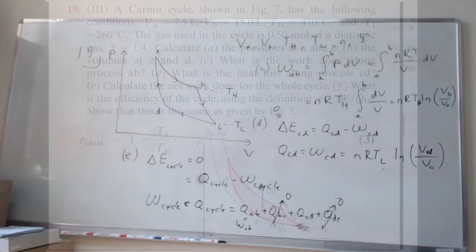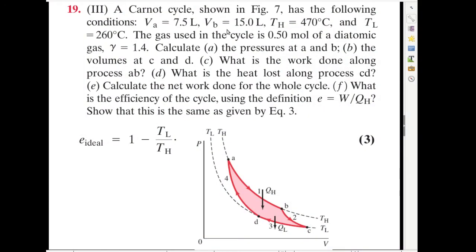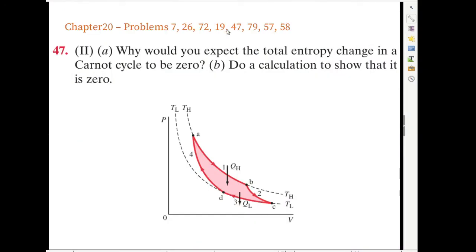Okay, so let's switch back to this. Now, the second problem regarding the Carnot cycle is, why would you expect the total entropy change in a Carnot cycle to be 0, and do a calculation to show that it is 0? Right? So it's not very clear what they mean by the total entropy first of all, but let's just assume it's the total entropy change in the whole of universe, right?